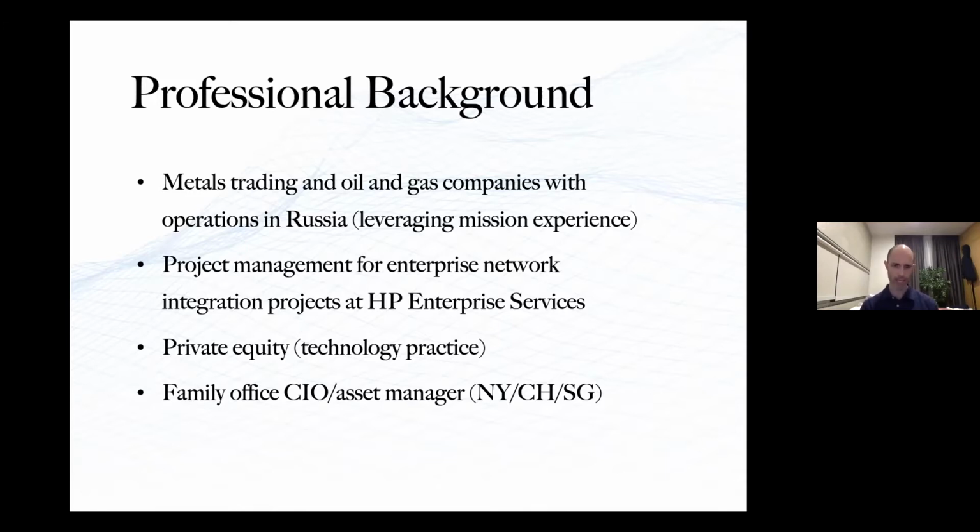And so I made that jump over to the private equity firm, which was based in New York City, and worked exclusively on the buy side, which is basically responsible for sourcing acquisition opportunities for the portfolio. And again, focused in the technology practice.